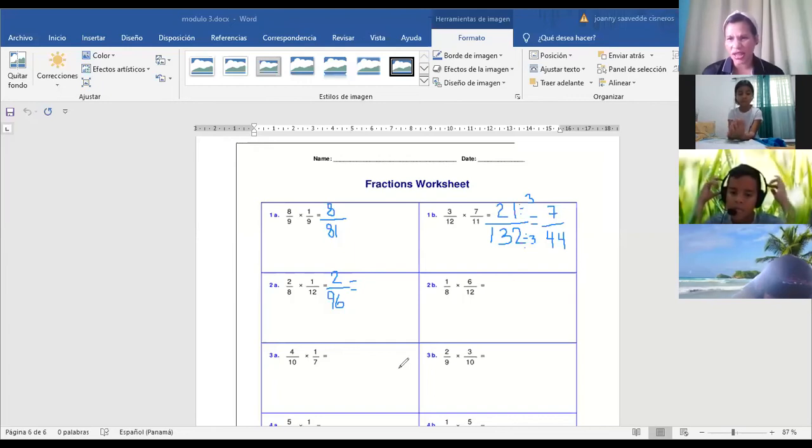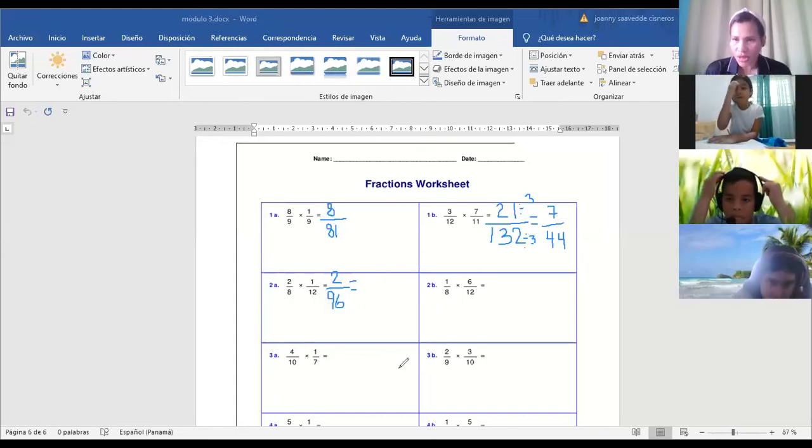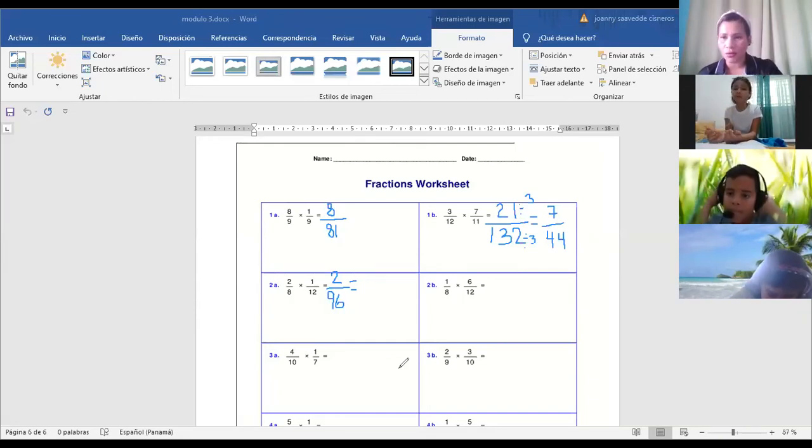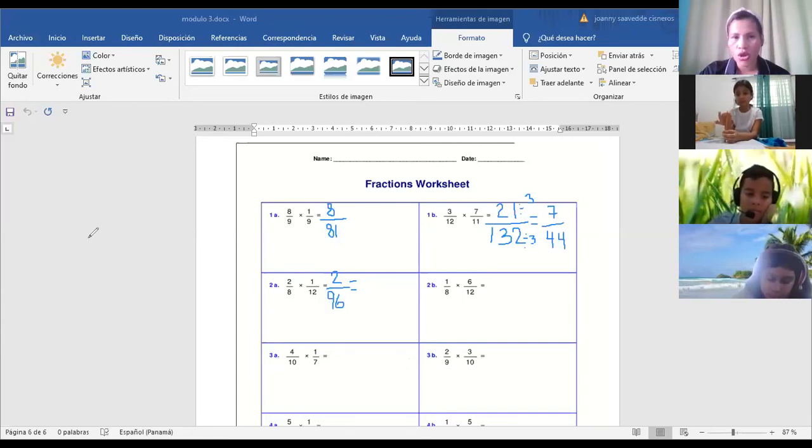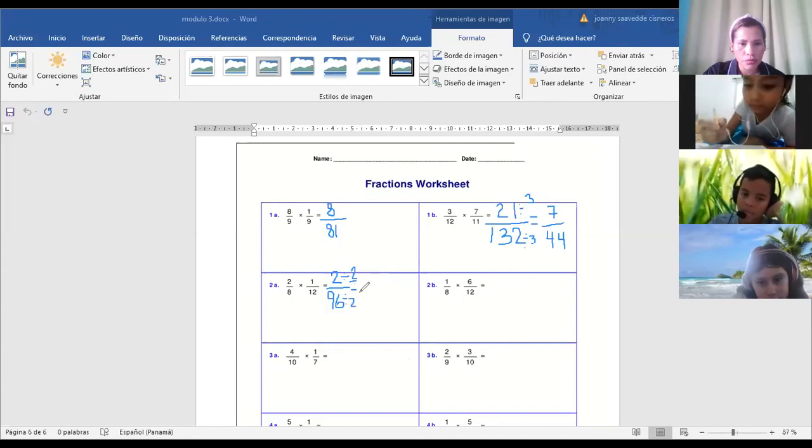Pero ¿por qué tabla lo hacemos? ¿Por la tabla del 4? Yes, no, 2. You cannot simplify 2 by the multiplication table of 4. No puedes simplificar el 2 por la tabla del 4, pero sí puedes simplificar el 96 y el 2 en la tabla del 2. So we divide 2 by 2 and 96 by 2. That's correct.